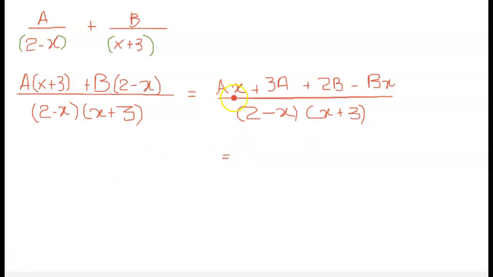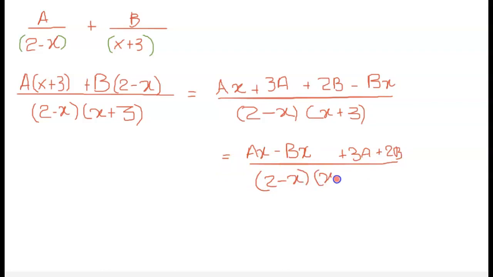Where we put everything that is an x together. So we've got ax minus bx because they both have an x, plus 3a plus 2b because they are constants. Divide 2 minus x plus 3.